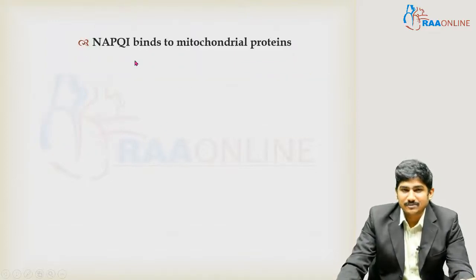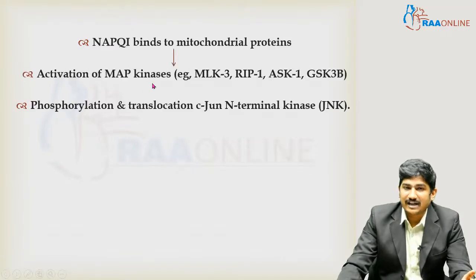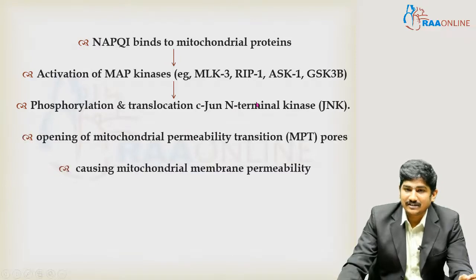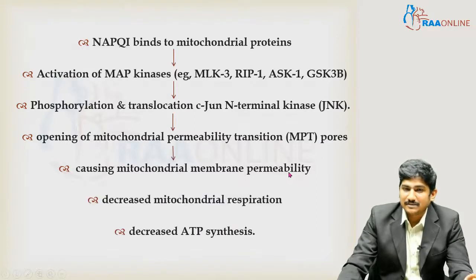So here, the NAPQ binds to the mitochondrial proteins. Then there is activation of kinases, it could be MAP kinase or JNK kinase. So once it is activated, the kinase is making a cutting device, right? Once the cutting device is activated, a lot of pores get formed in the mitochondrial membrane, right? Once the pores are formed, the permeability increases. Once the permeability increases, there is decreased mitochondrial respiration and decreased ATP synthesis, okay?